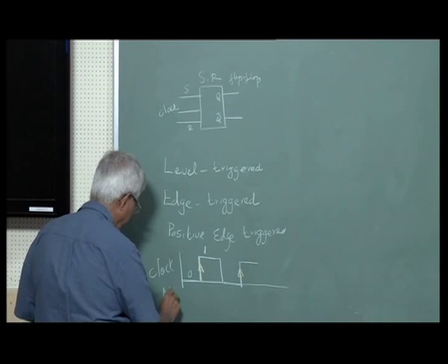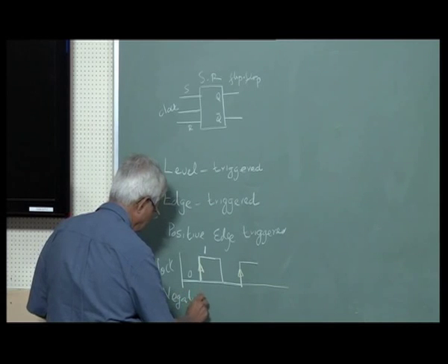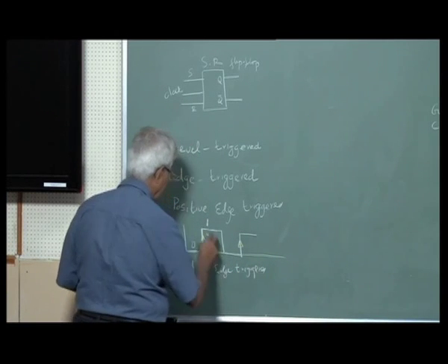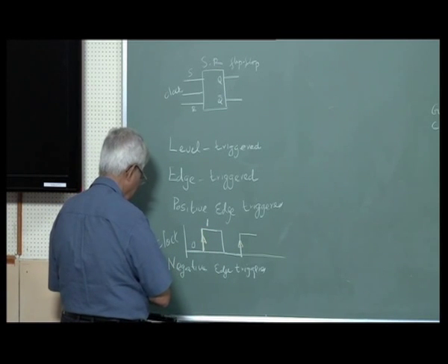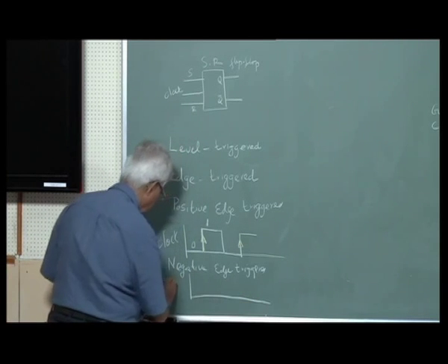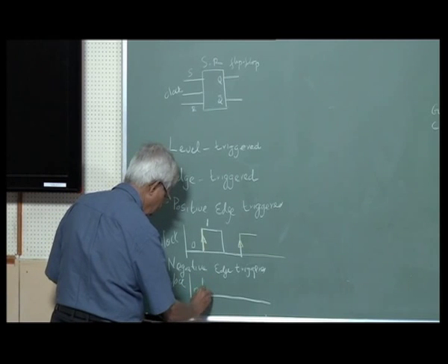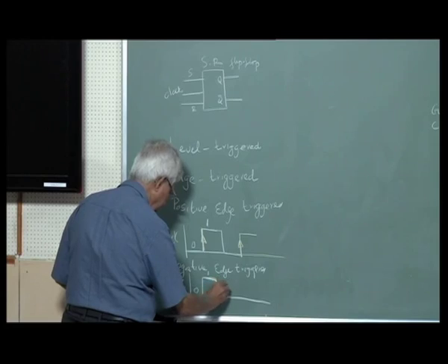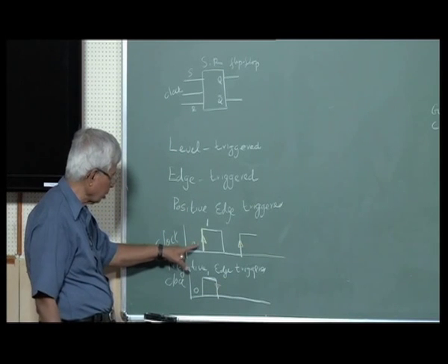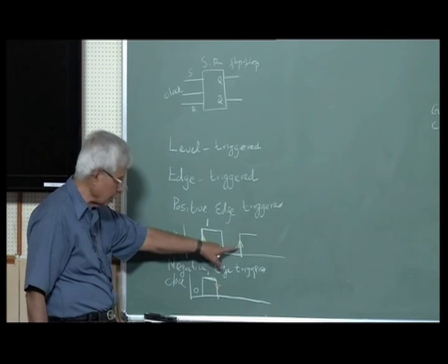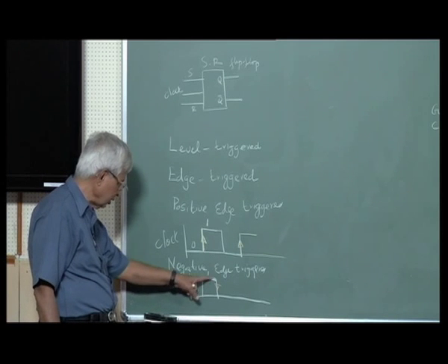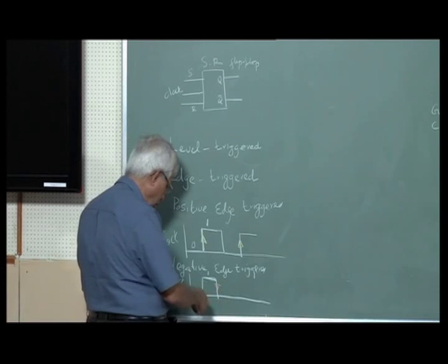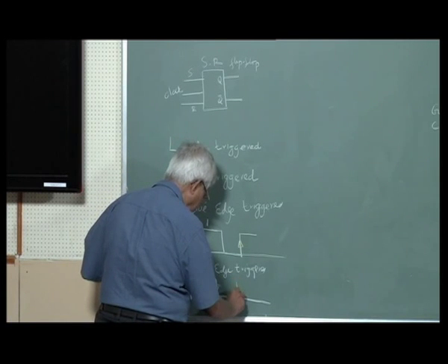In a negative edge triggered flip-flop, the same thing happens when the clock goes from 1 to 0. At this instant of time, the flip-flop output changes based on the input at this time. And then again, you have to wait for the next time it changes. At other times the changes are ignored. And the next time the clock goes from 1 to 0, it can change one more time.